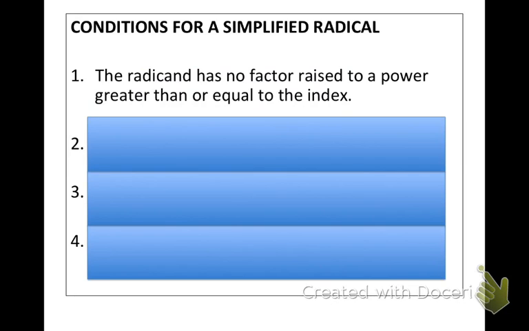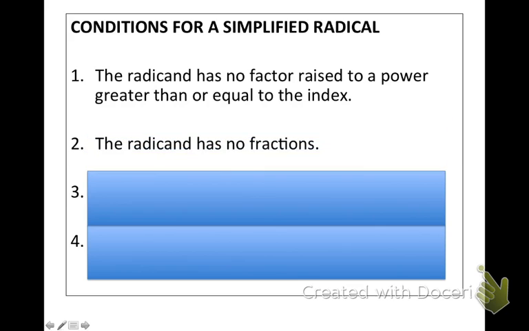Remember, we had problems already that was something like this. We had the 4th root of 6 to the 8th. Well, there my radicand has a factor that's raised to a power that is greater than the index, right? And what did we simplify this to? This ended up being 6 to what power? 6 squared, right? 4 divides into 8 2 times. Okay, so we got to make sure that my radicand does not have an exponent greater than or equal to the actual index. Second one, the radicand has no fractions.